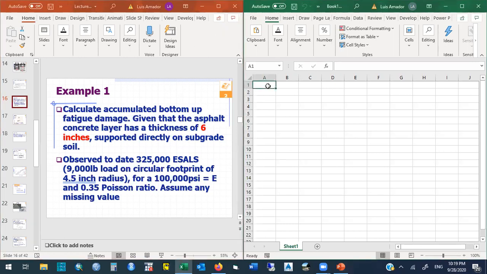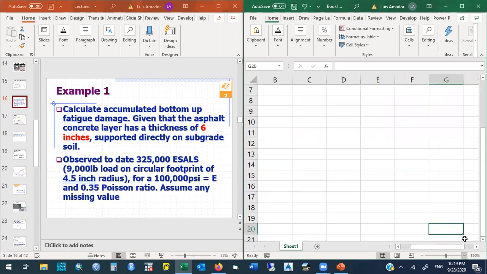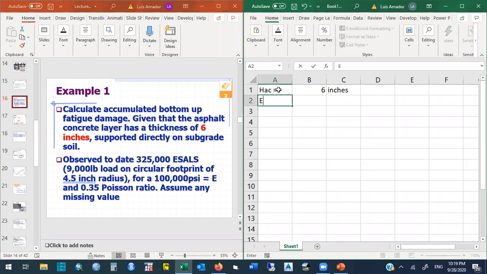So let me copy the info first. We have the thickness of the asphalt cement. Do you mind if I say HAC? So this is going to be 6 inches. Then we have the elastic modulus of the asphalt cement, 100,000 pounds per square inch. And we have the Poisson ratio. I'm just going to type Poisson, but you can put nu if you want, since I don't have the mathematical symbol here. So 0.35.